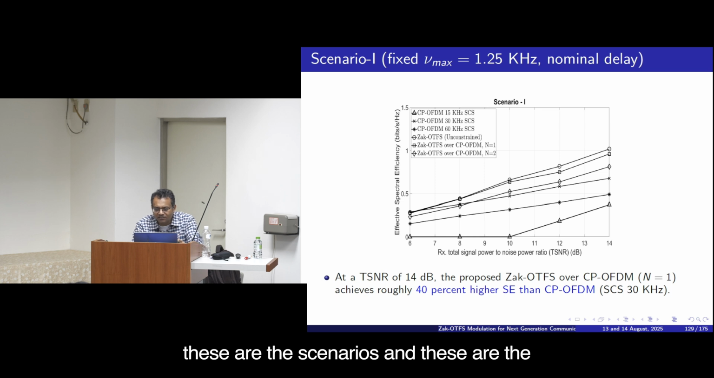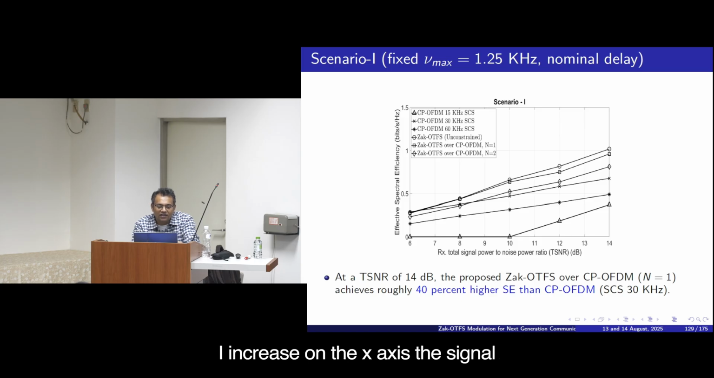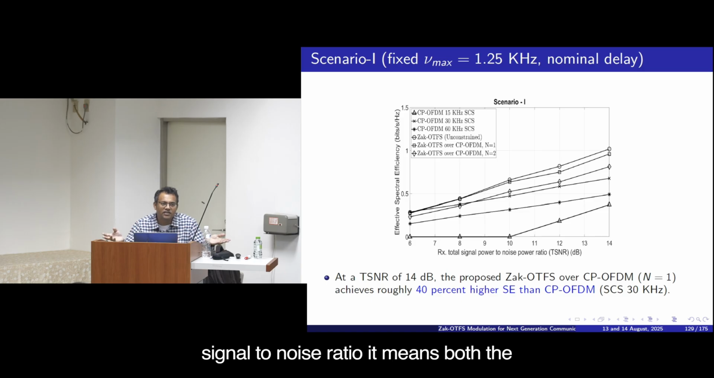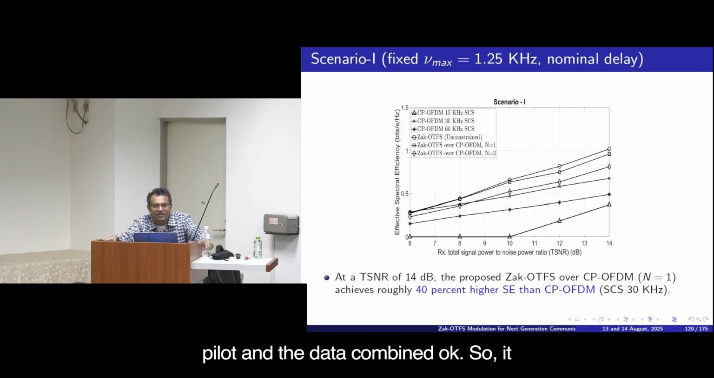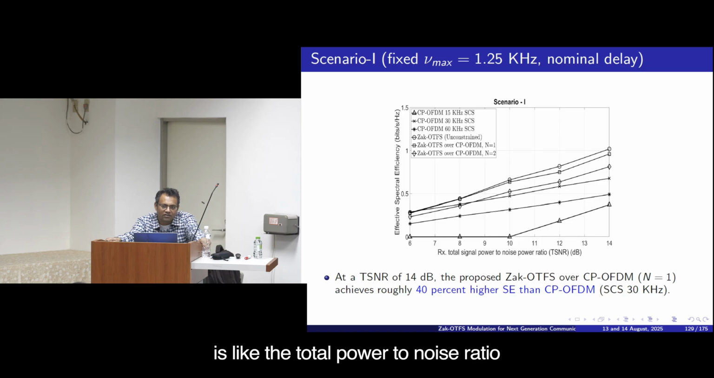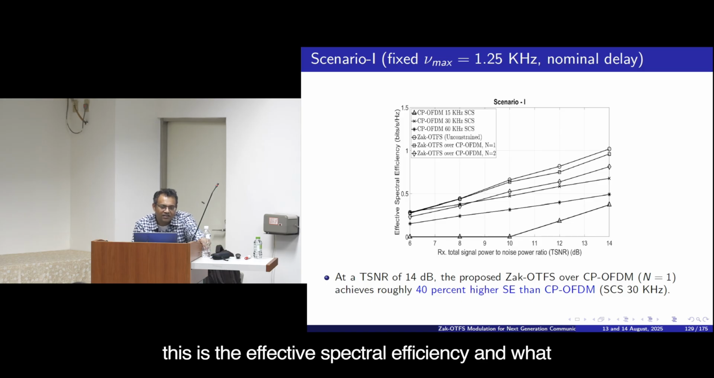So these are the scenarios and these are the figures now, starting with scenario 1 where I increase the signal to noise ratio on the x axis. When I say signal to noise ratio, it means both the pilot and the data combined. Okay, so it's like the total power to noise ratio. This is the effective spectral efficiency.